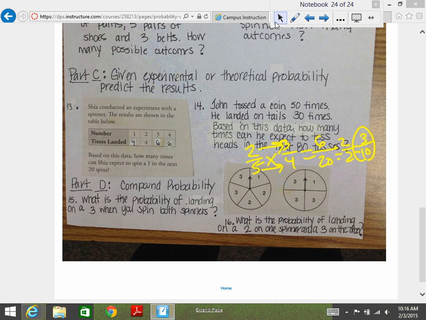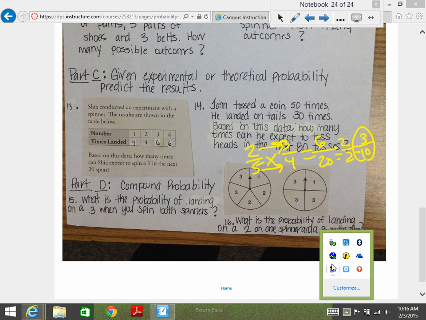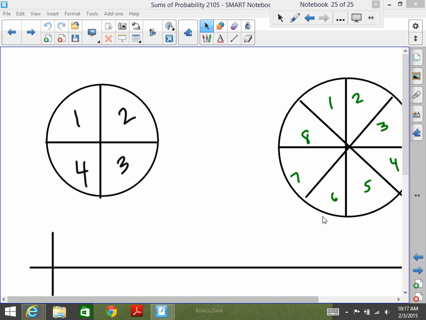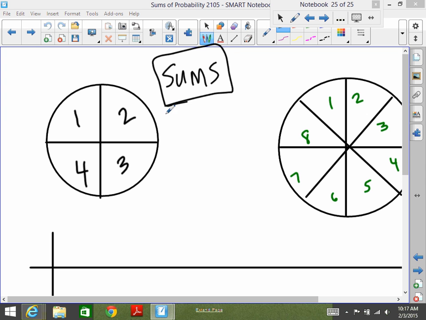One more thing I want to do with you to refresh your memory. I want you to remember when it says sums, when you see this word right here, you have to draw a chart. What's the probability of the sum of 4? When you see sum, you have to draw a chart. So I'm going to put 1, 2, 3, 4 across the top. Remember doing this? And sum means to do what? It means to add, right?